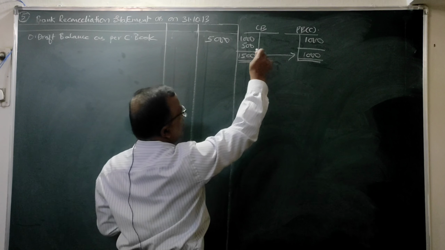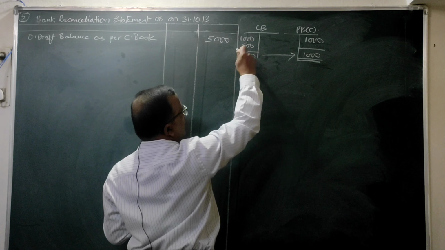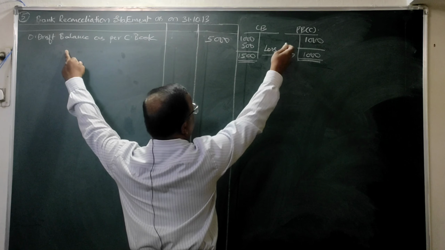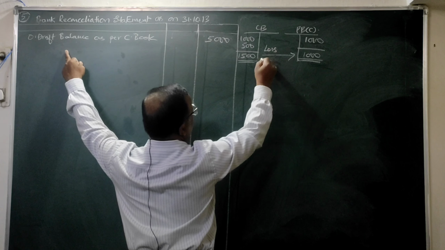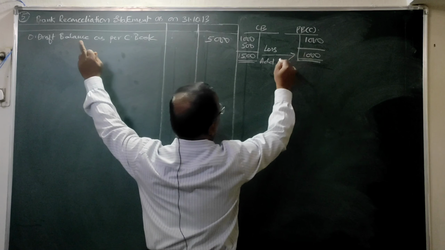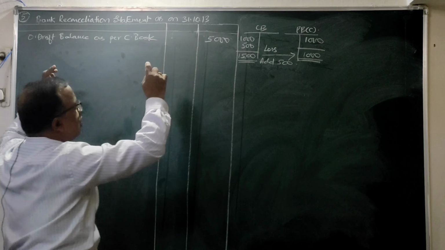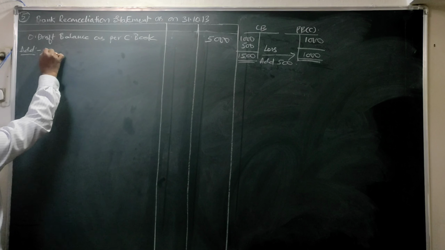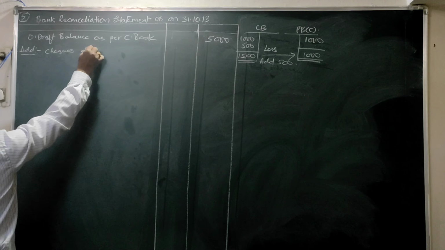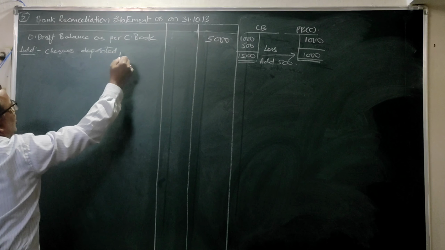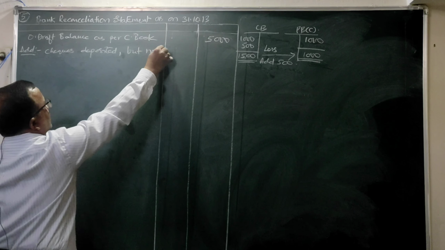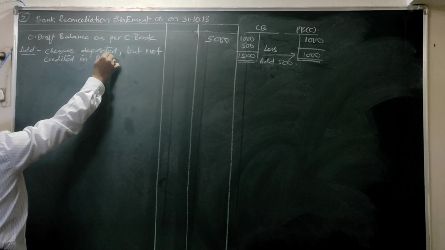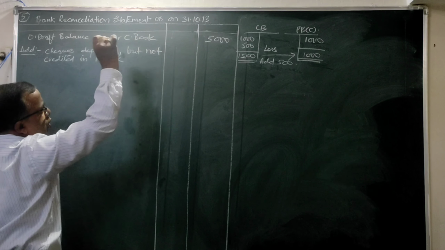That means this 1,500 should be converted to 1,000. So what should we do? From this we should subtract ordinarily. Since this is an overdraft problem, the opposite: if it is less, then we should add. How much? The difference between these two, 500. Below, add, you are going to write: Add, checks deposited, but not credited in passbook. This is what has happened up to this particular date of doing BRS.